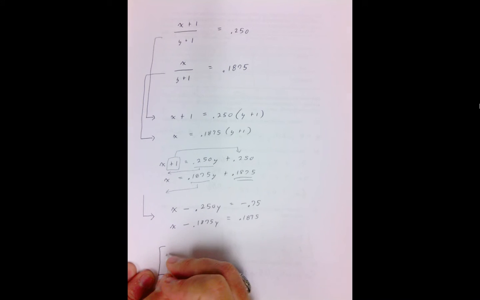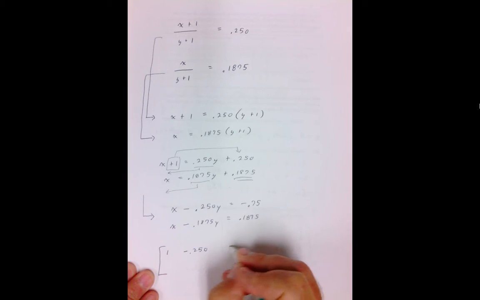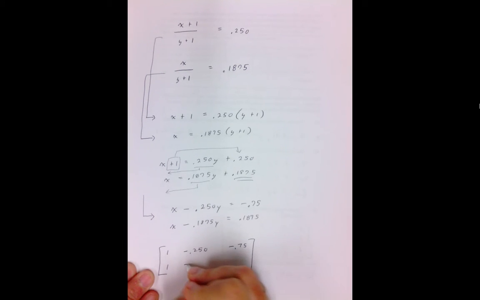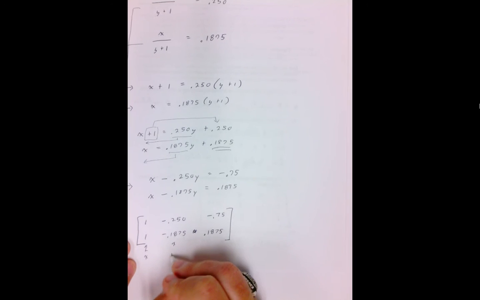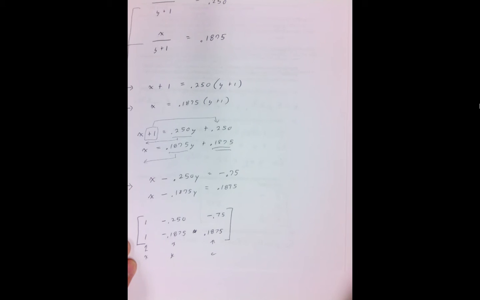Our augmented matrix here is this nasty mess. Now remember guys, these are our X's, these are our Y's, and these are nothing more than our constants.